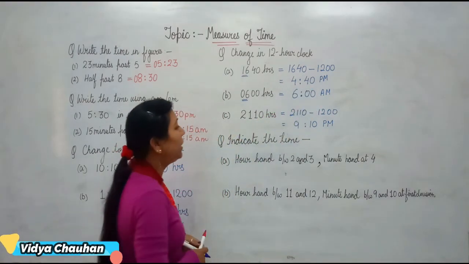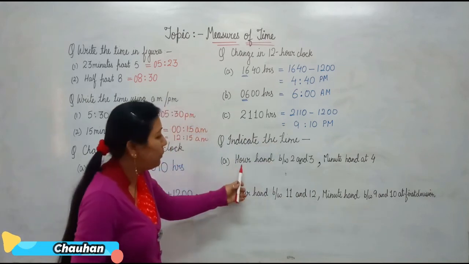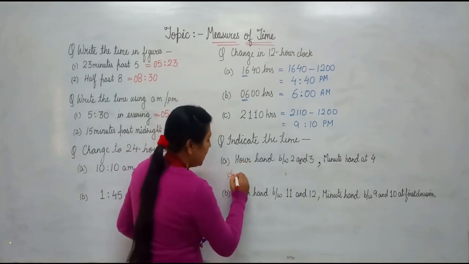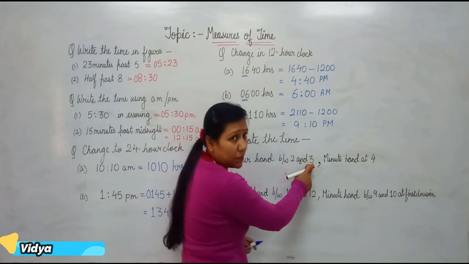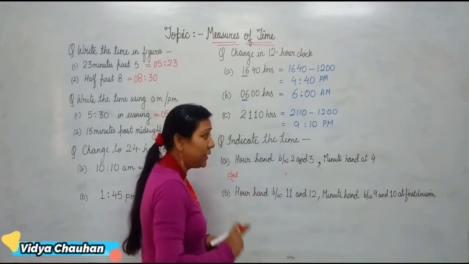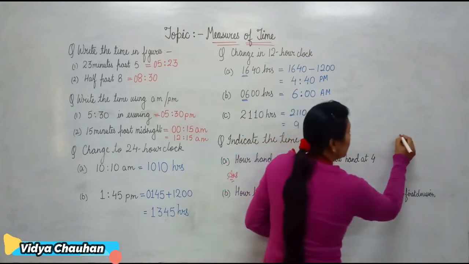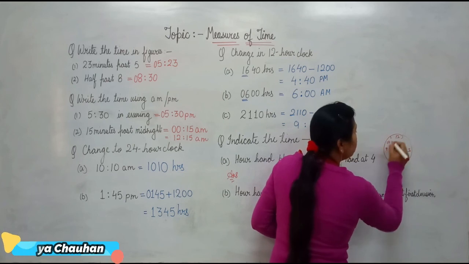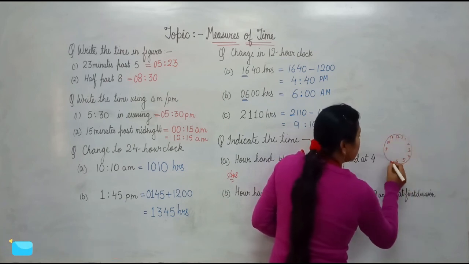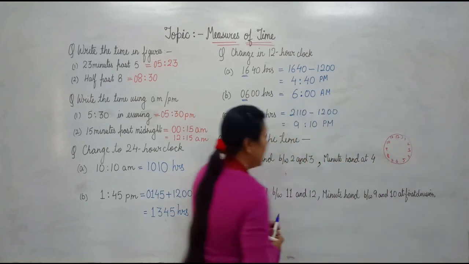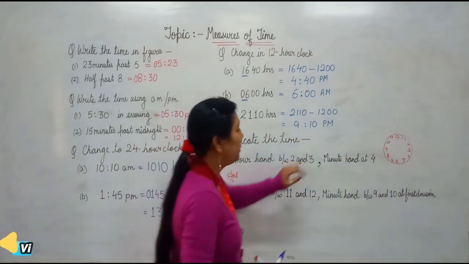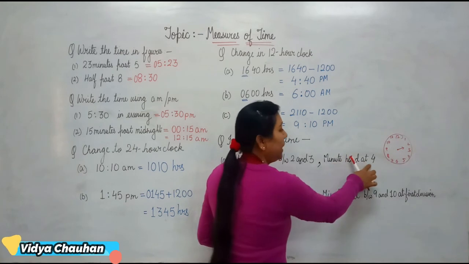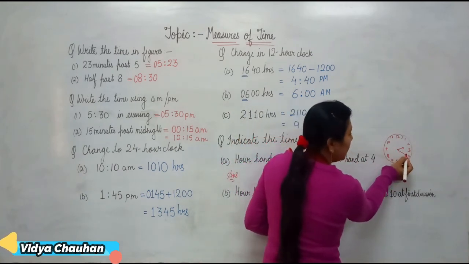Now coming to the last question, in which you have to indicate the time when the position of the hour hand and minute hand is given to you. In the first part, it is said that your hour hand is between 2 and 3 and the minute hand at 4. So if I roughly draw the clock, so this is our clock. Now, if we check the position, the hour hand is between 2 and 3 and the minute hand is at 4.